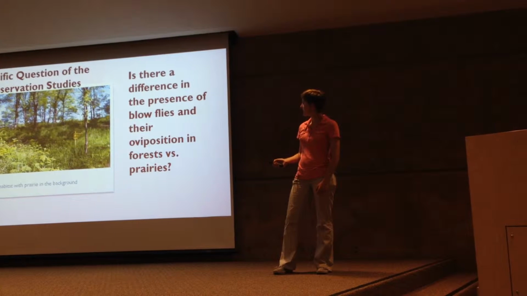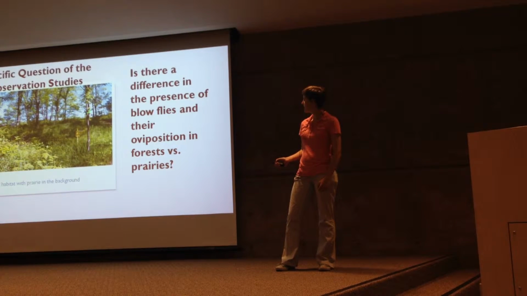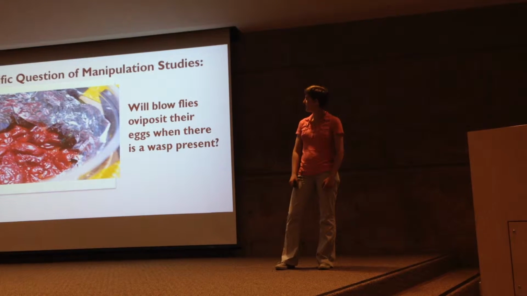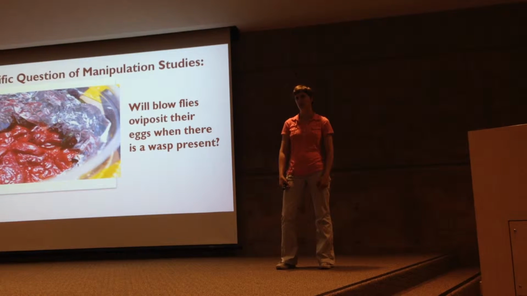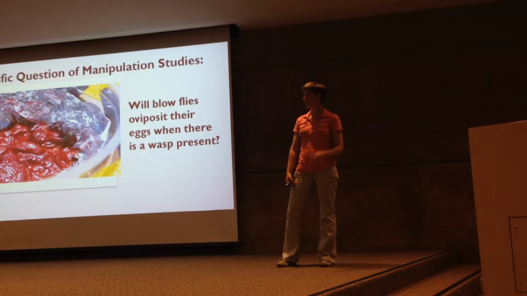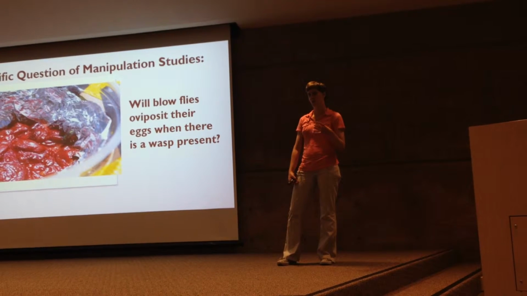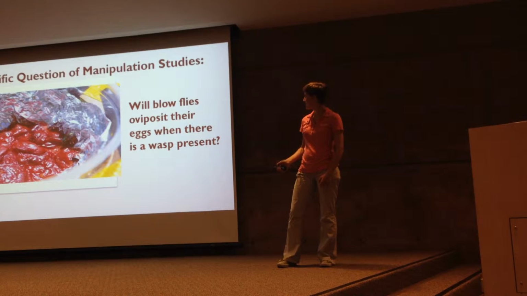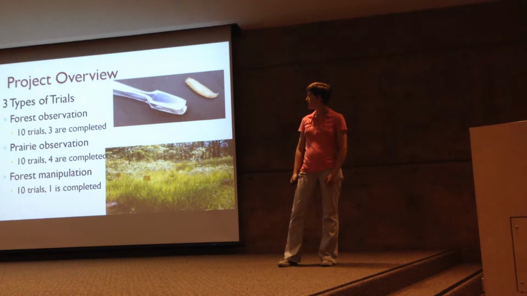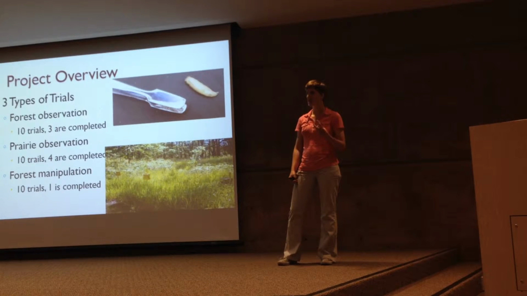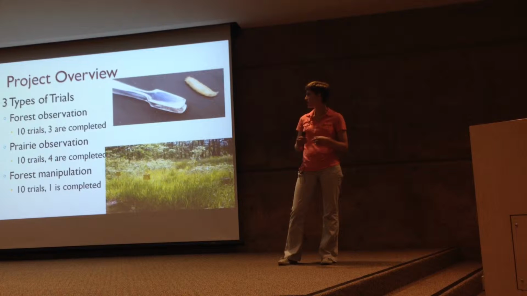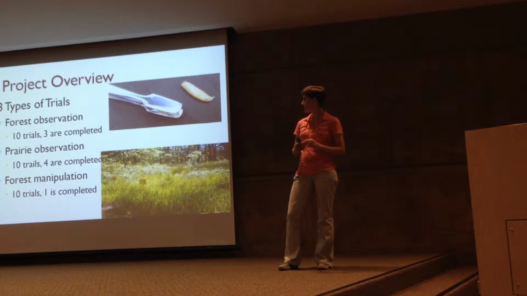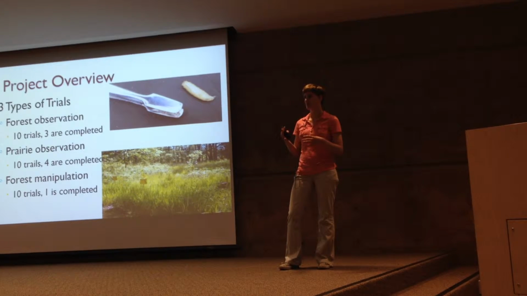This is a picture of the forest habitat with the prairie in the background beyond the tree line. For the manipulation studies, I will be looking at whether the blowflies will oviposit their eggs when there is a wasp present. And this is a cute little blowfly on one of the bait cups. I'll be doing 3 types of trials: forest observation, prairie observation, and forest manipulation. Each trial will have 10 runs.